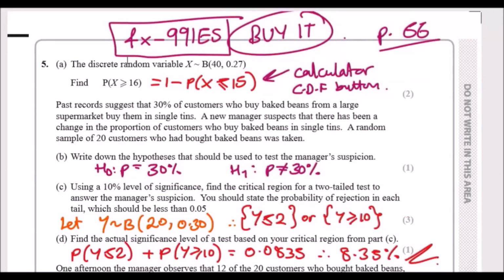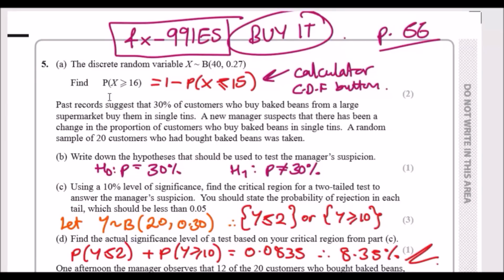Otherwise, you cannot solve part A because we're given a binomial distribution with n equals 40 and probability 0.27. You can, but it'll take you a long time. These questions are made for the calculator.